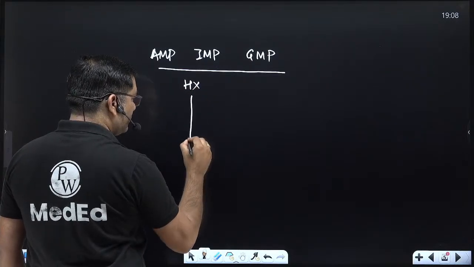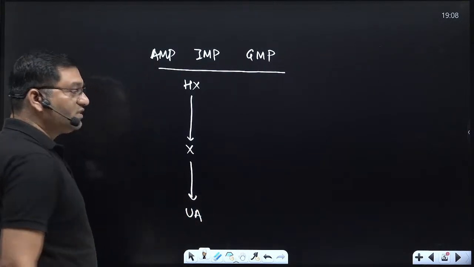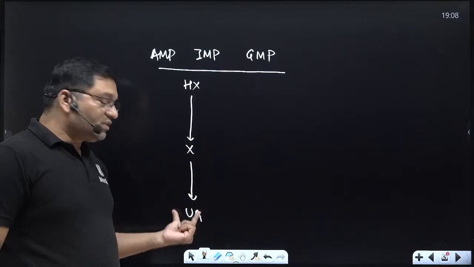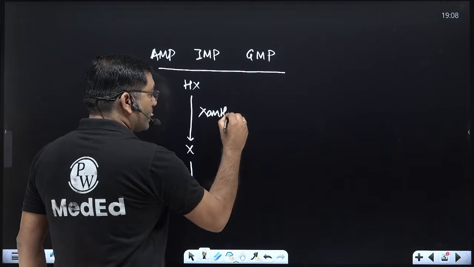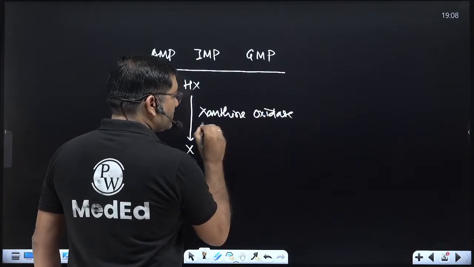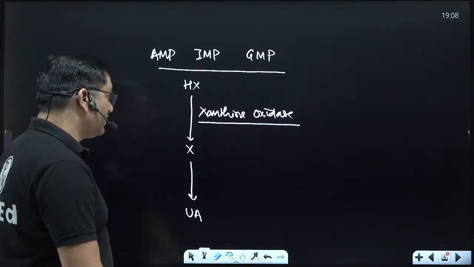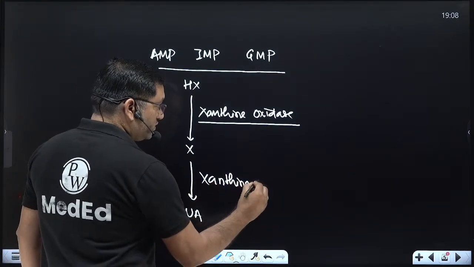Hypoxanthine is converted into xanthine, and xanthine is converted into uric acid with the help of the enzyme xanthine oxidase. This requires molybdenum as a cofactor. Molybdenum is required for the activity of xanthine oxidase, and in this reaction there is production of H2O2.